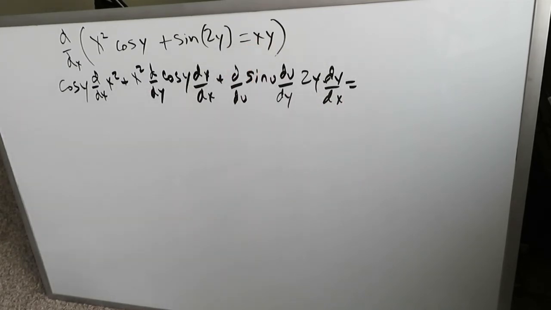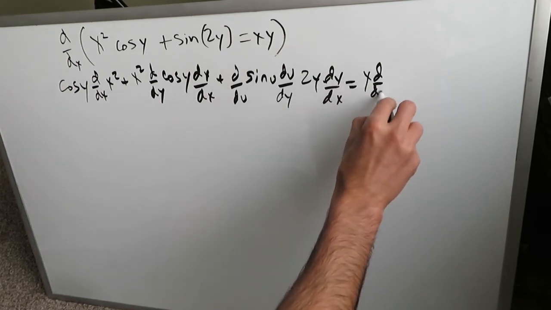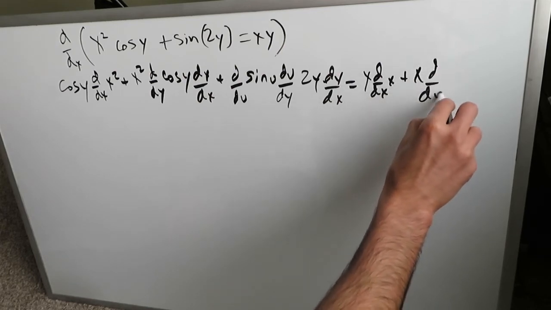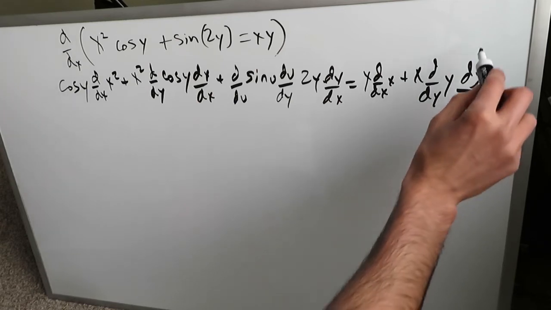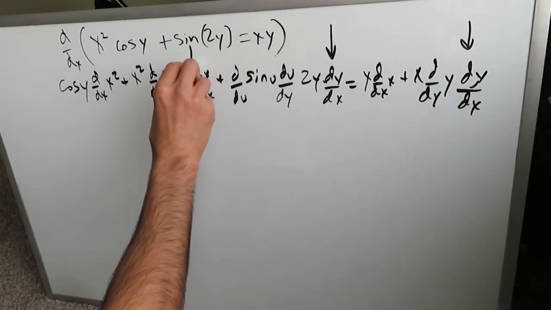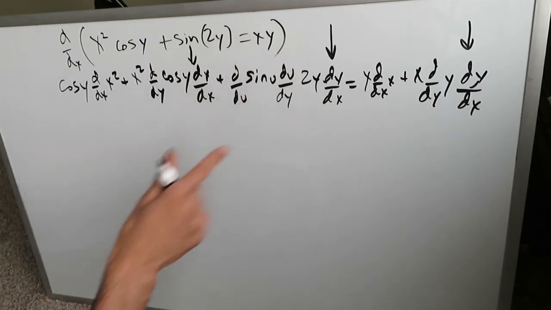is equal to, now we have to do this part right here, the product rule over here. Y multiplying by the derivative of x plus x multiplying by the derivative of y, and then dy over dx. Look at all these dy dx terms we have. One over here, one over here, one over here, and then we have to marry all of these together and solve for these.